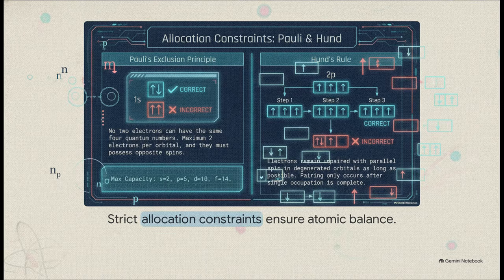Pauli's exclusion principle states that no two electrons can have the same four quantum numbers. In practice, this means a maximum of 2 electrons per orbital, and they absolutely must have opposite spins, one up, one down. Then, Hund's rule tells us that electrons prefer to be alone. In degenerate orbitals, like a 2p, they'll fill up empty spaces singly first, with parallel spins, before they finally agree to pair up. These specific constraints are what ensure every atom remains perfectly balanced.